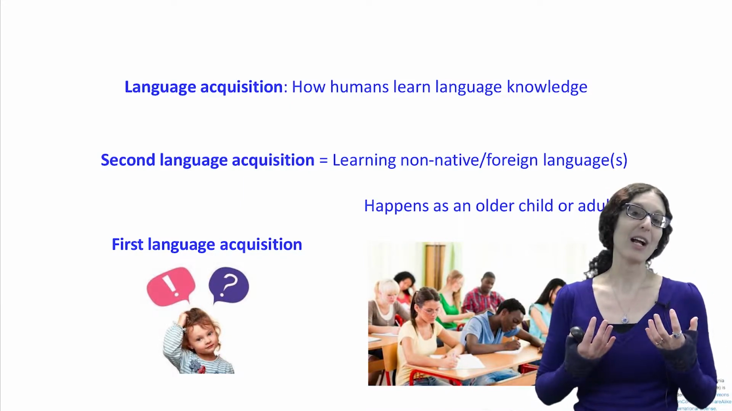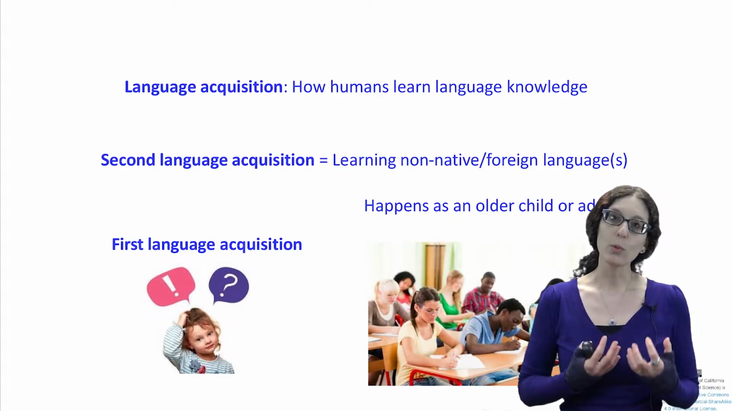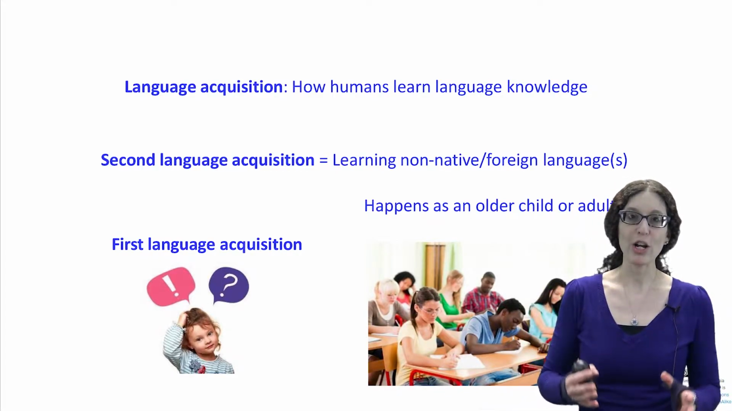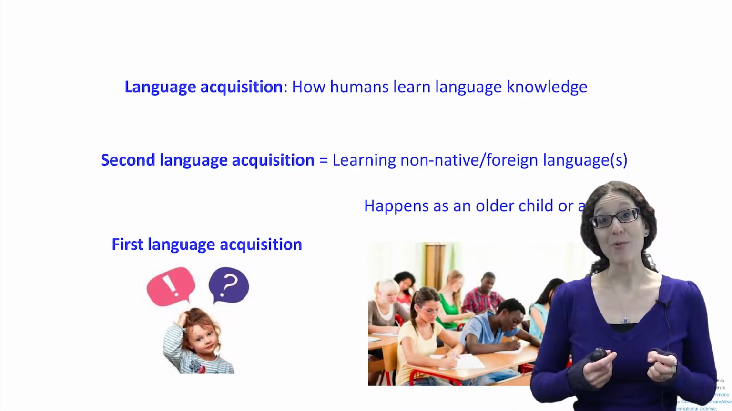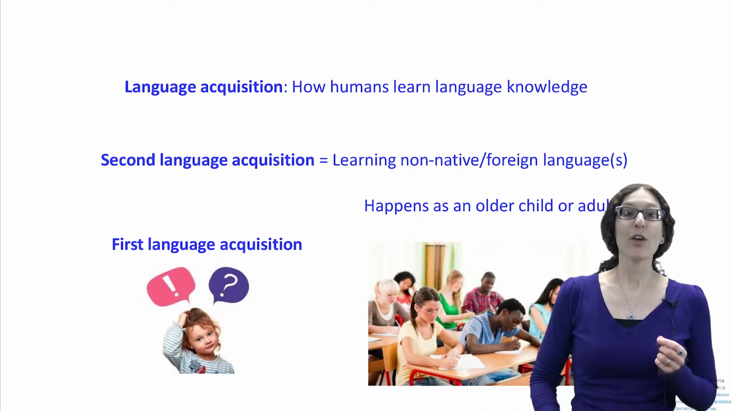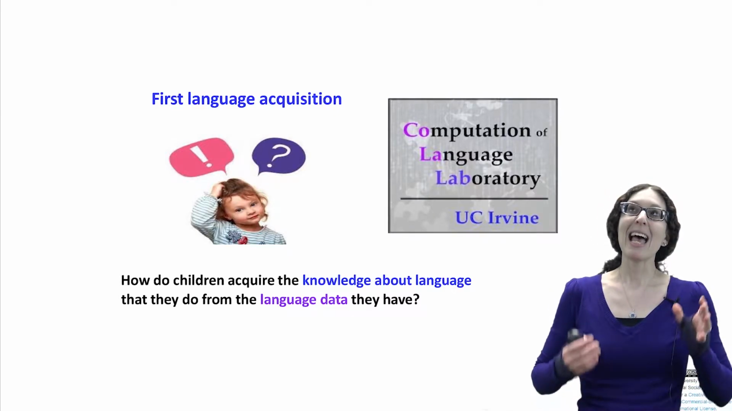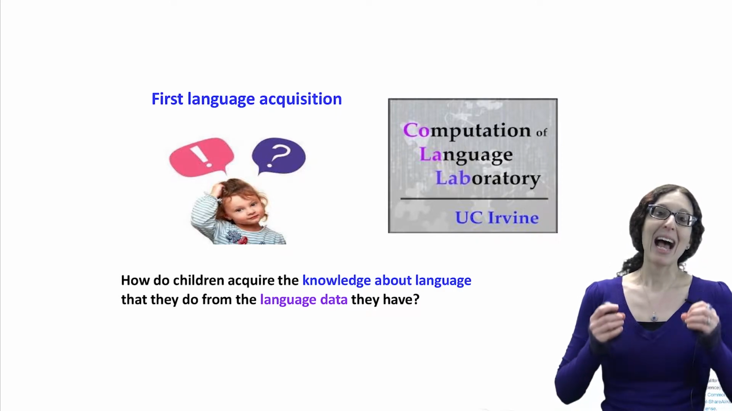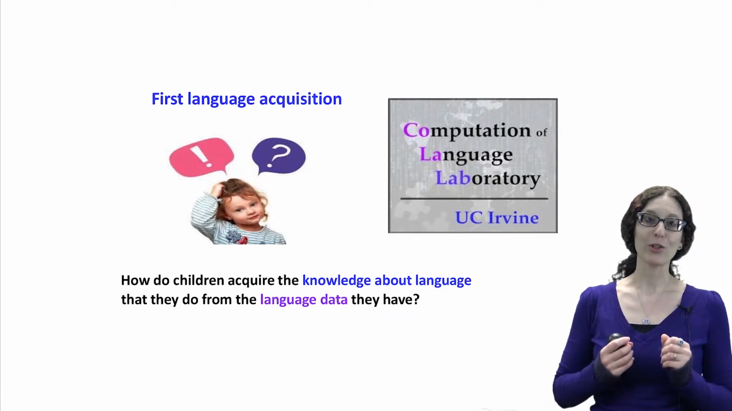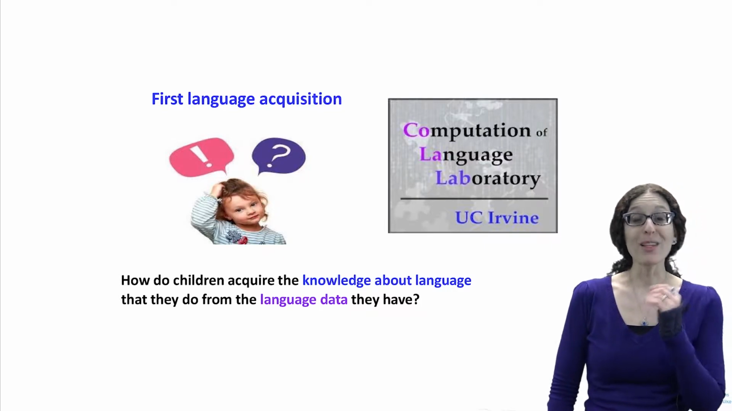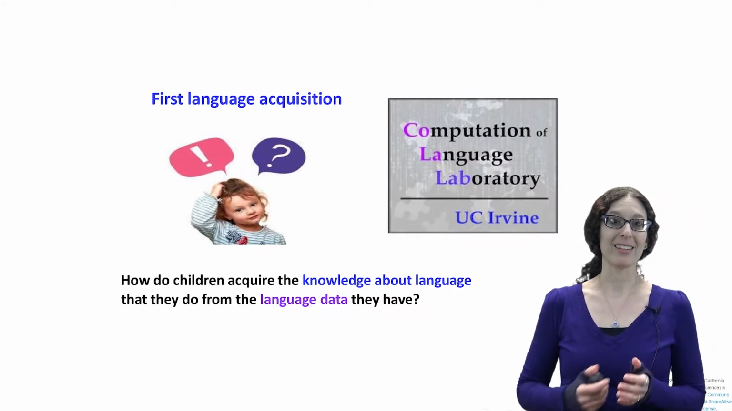And this is the kind of acquisition that happens usually in a school setting when you're older, when you're an adult. It's much more rigorous, it's much more structured, and you usually don't end up with native level knowledge at the end. So in my lab, we really concentrate on first language acquisition. And the question we ask is, how is it that really young children acquire the knowledge about language that they do from the language data that they encounter?